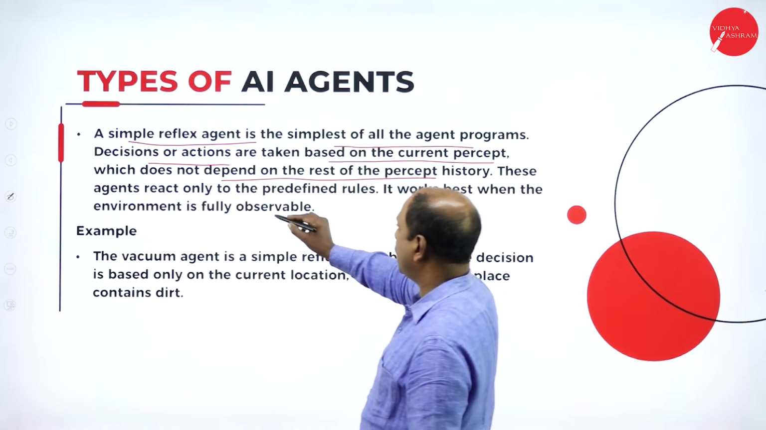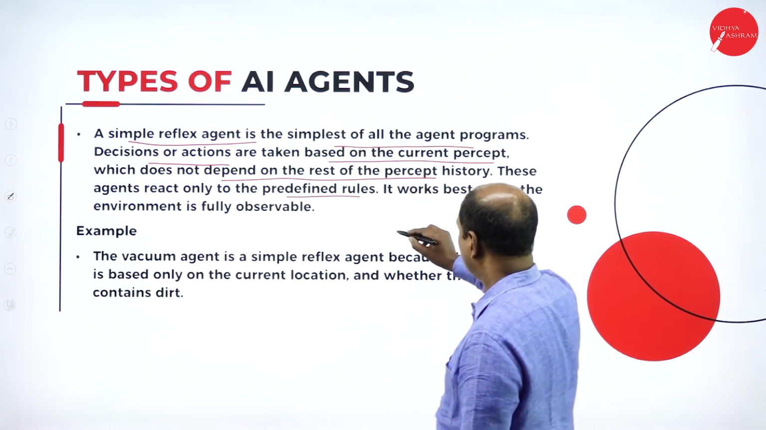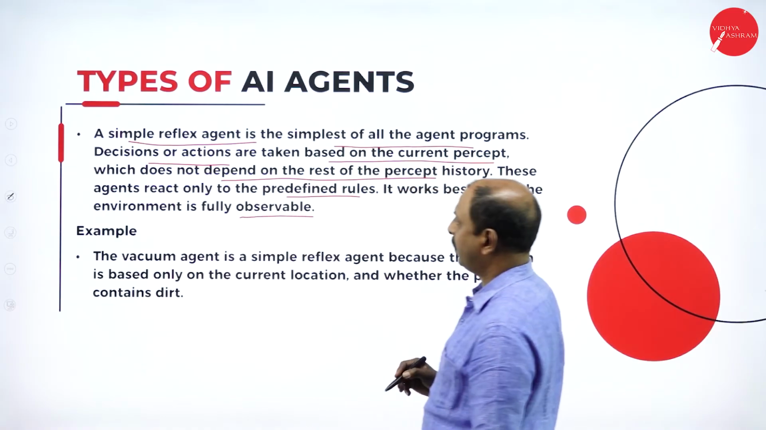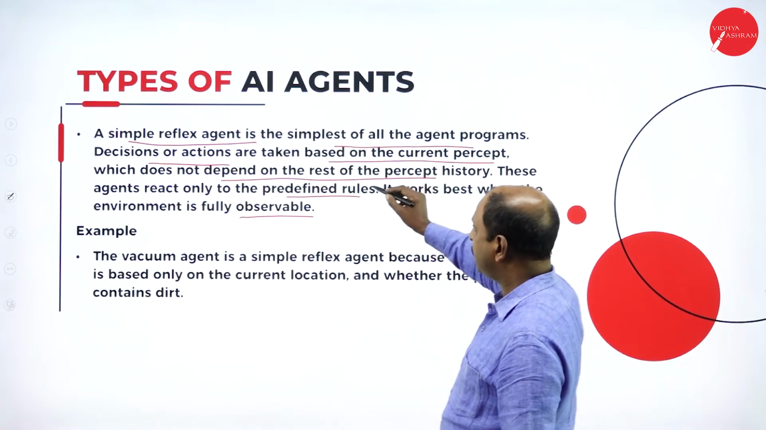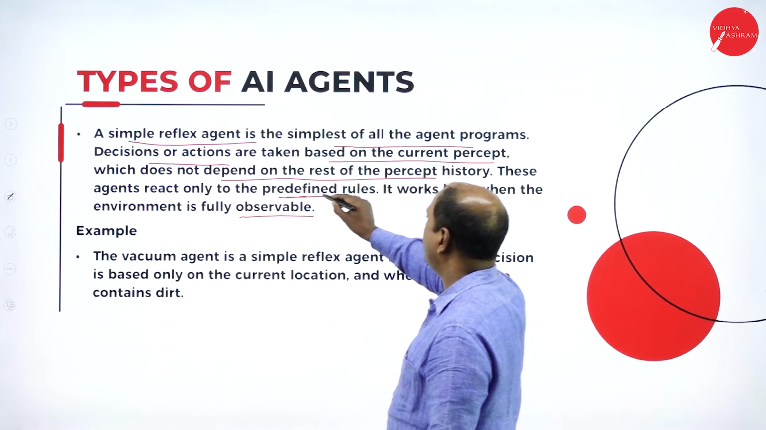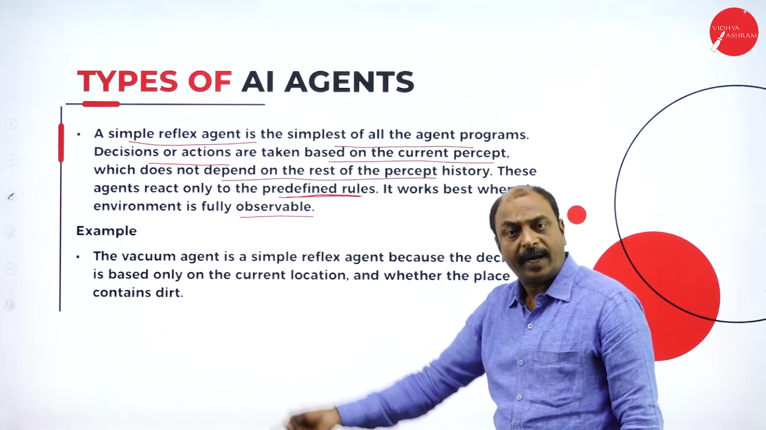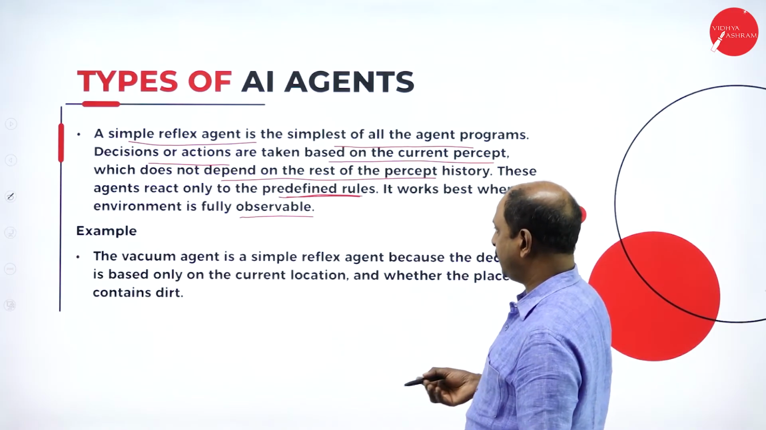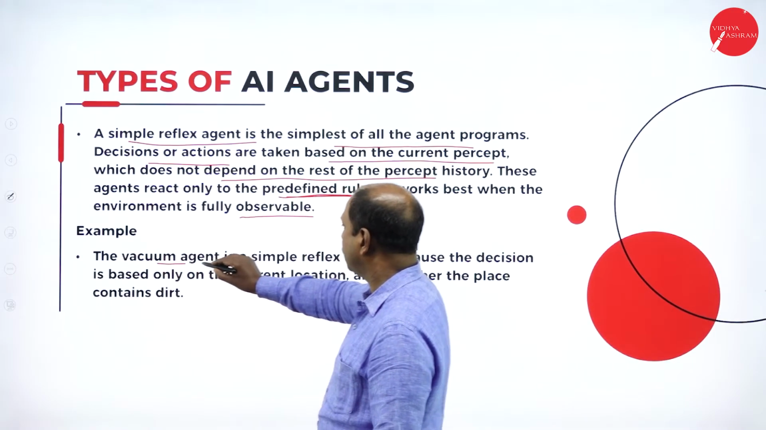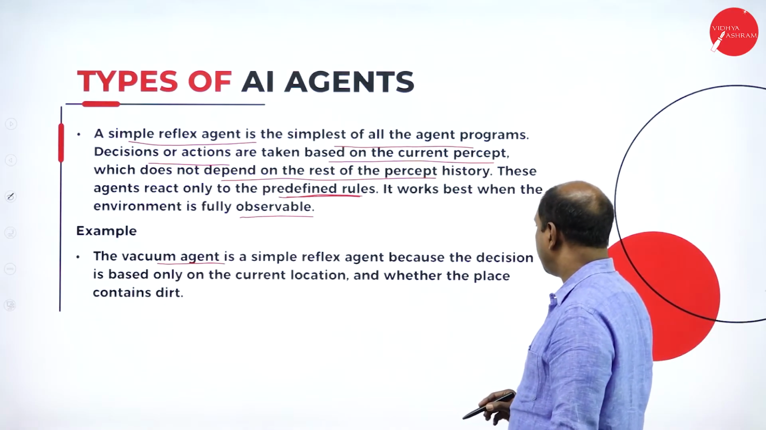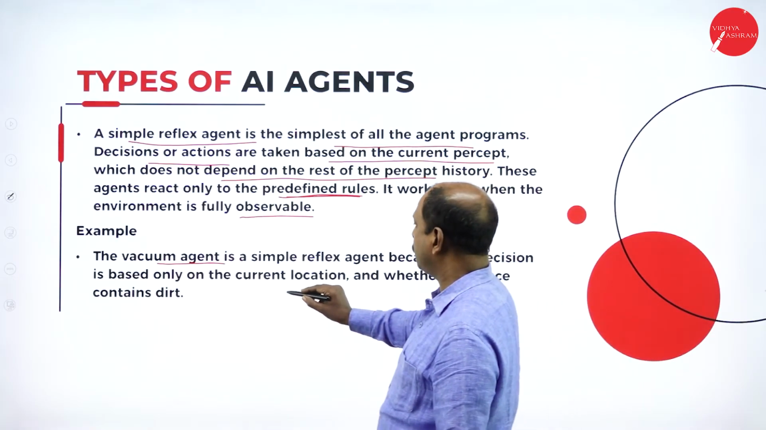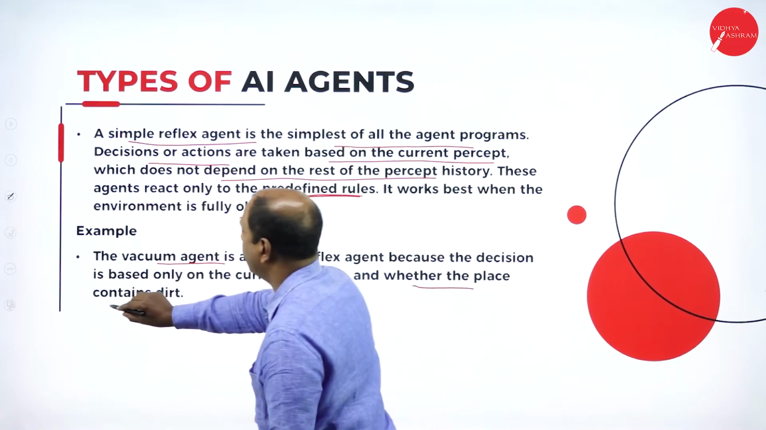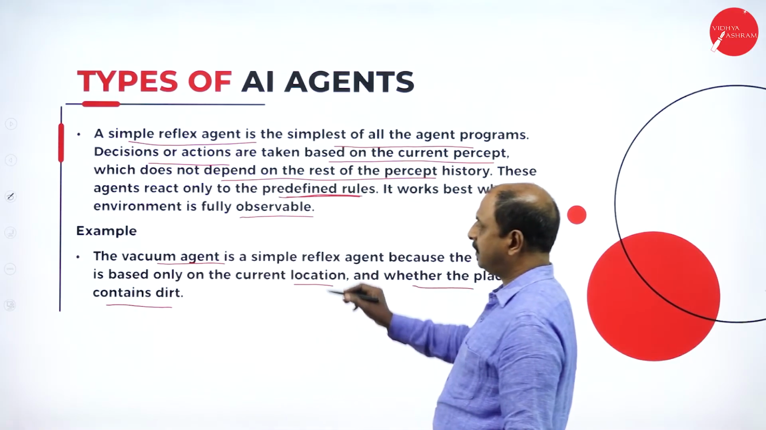These agents react only to predefined rules. It works best when the environment is fully observable. Again, this agent will have predefined rules, so it is going to act based on them. As an example, a vacuum agent is a simple reflex example because the decision is based on the current location and whether the place contains dirt. See, this is a simple example.